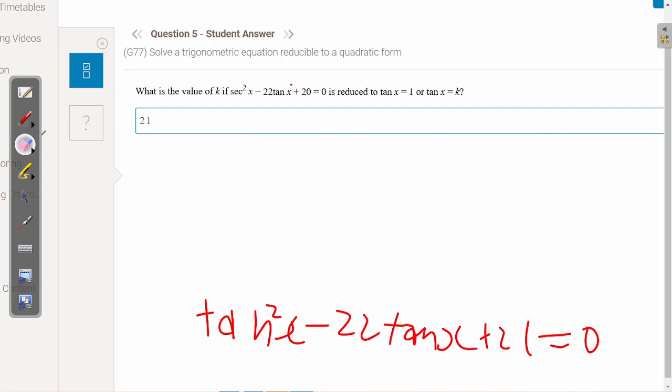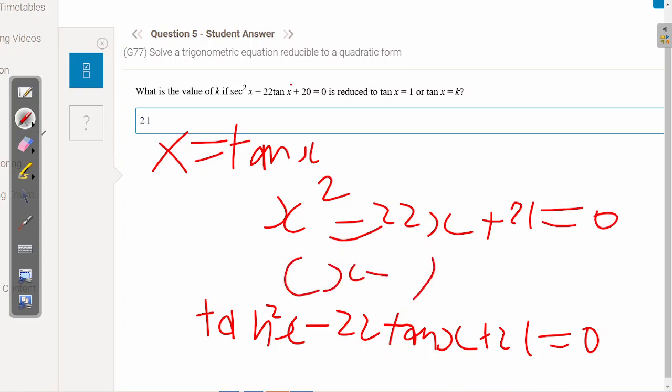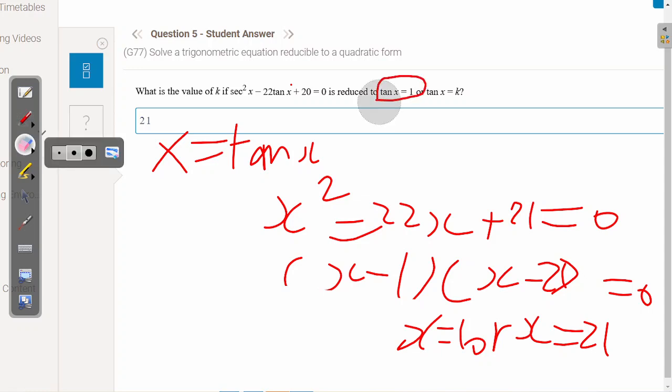Because tan x is like a long expression, we can substitute tan x with x. So we just write x squared minus 22x plus 21 equals 0. Now since there is a negative here, it's x minus, x minus equals 0. So it's x minus 1, x minus 21, because they add up to 21. Okay, the answers are x equals 1 or x equals 21. If you check here, they already said tan x equals 1, so what's left is 21.